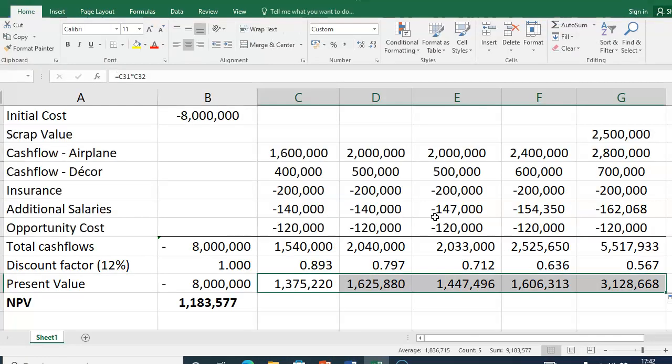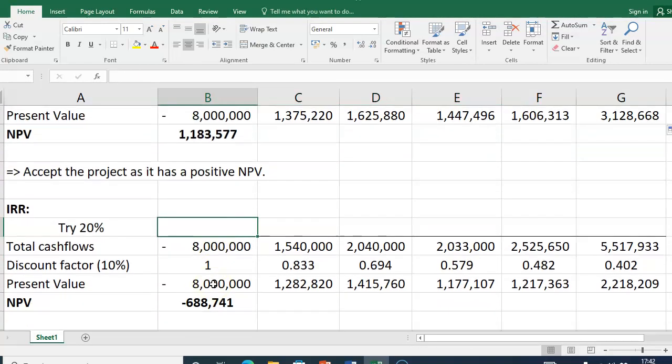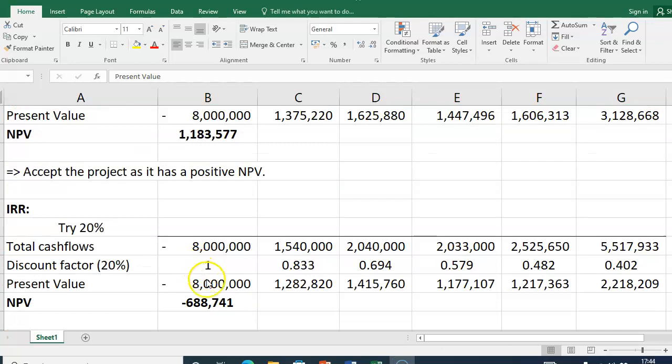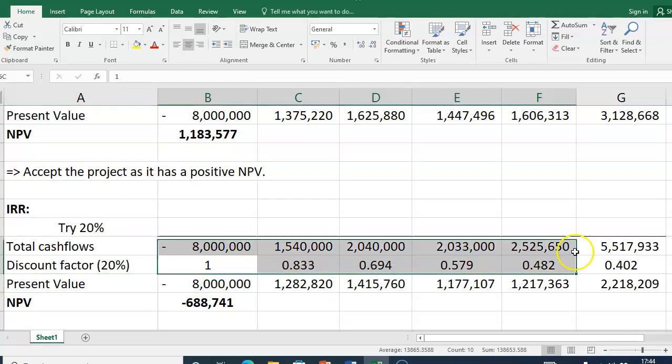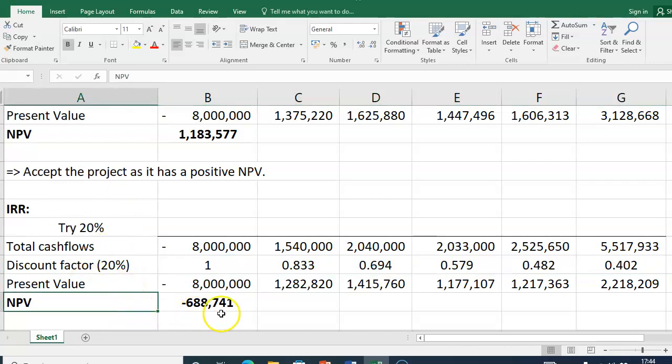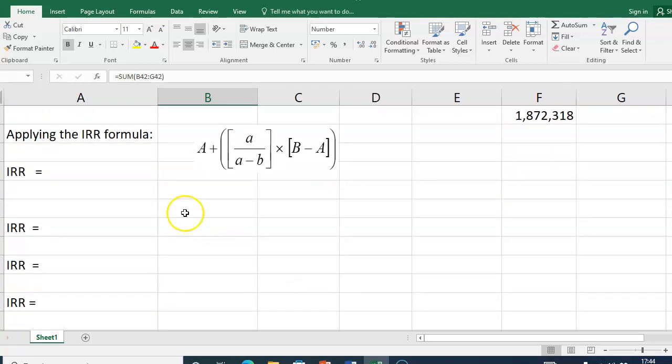Okay, so let's have a look at calculating the internal rate of return. Here we have 12%, which gives us a positive NPV. I've pre-populated this: I've taken the cash flows and discounted them at the discount factor of 20%. I went to my discount factors, started at 20% and worked my way down. That gives us a net present value of 688,741. I now have the required components in order to calculate the IRR.